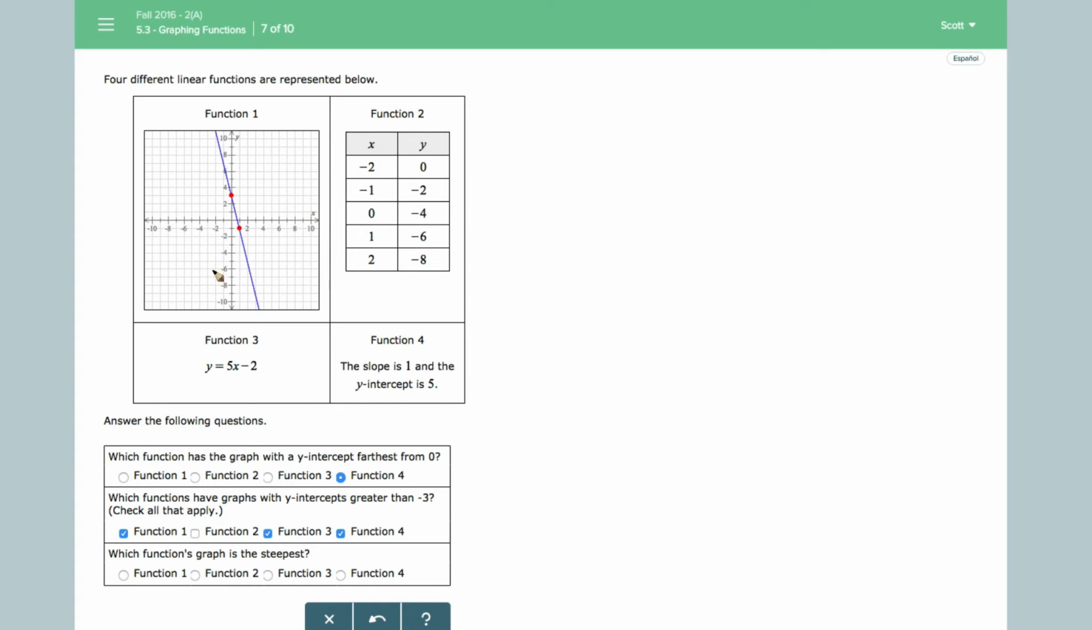So which one's the steepest? This one goes down 1, 2, 3, 4 over 1. So -4 over 1. This one's -2 over 1. That one's 5. So 5 so far is the steepest. And the slope of 1. So we see 5 is the steepest. Again, it doesn't matter if it's negative right now because, function 3, sorry, because it's saying which one's the steepest.